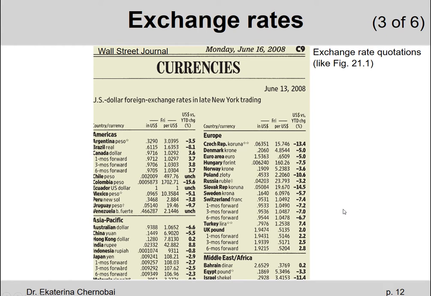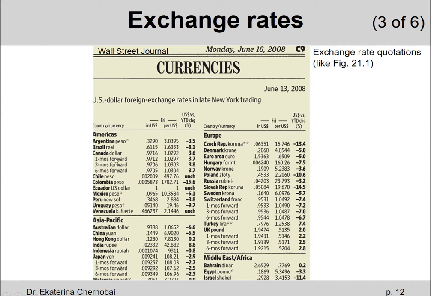Let's see how exchange rates are quoted in the finance world. You see a part of a table in the Wall Street Journal from Monday, June 16th, 2008. So it's a little bit old.